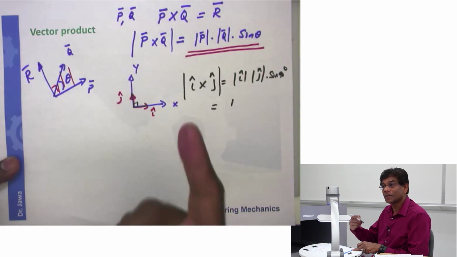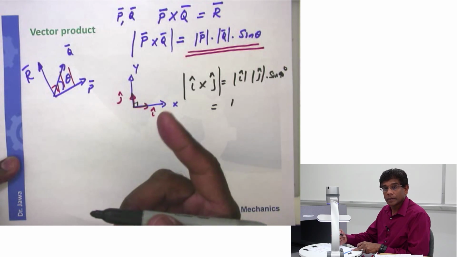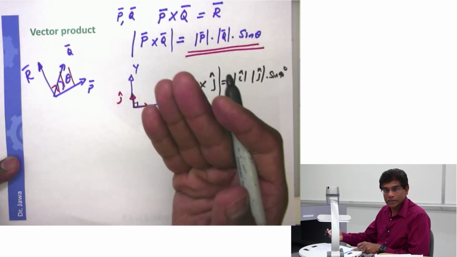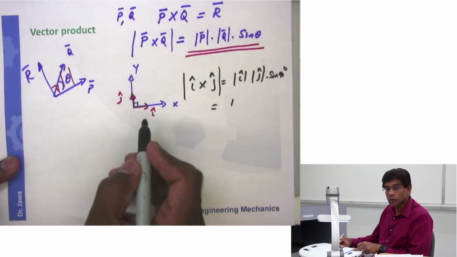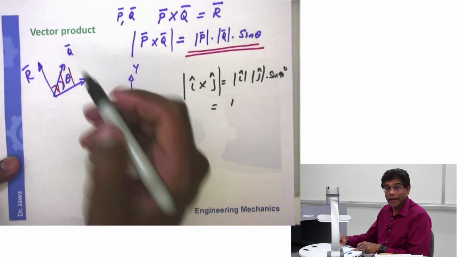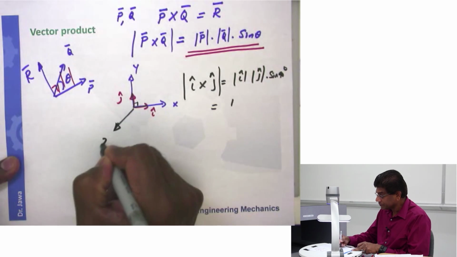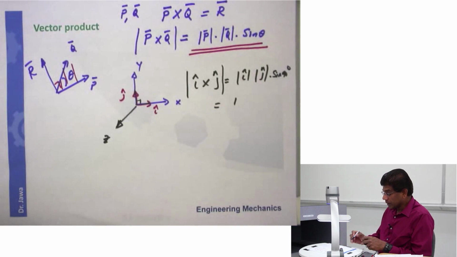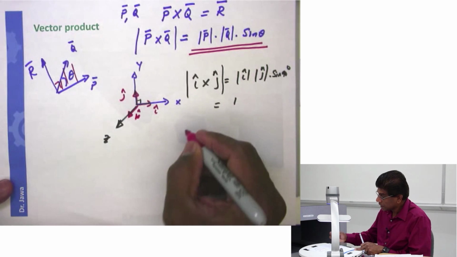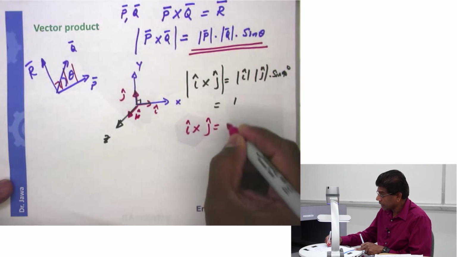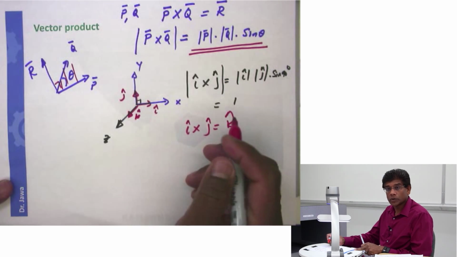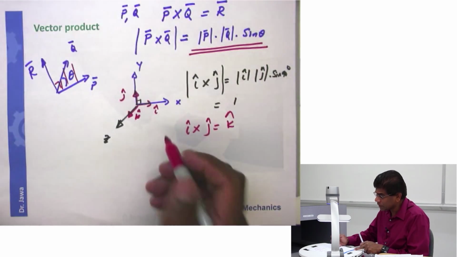So that means the resultant vector will have a magnitude 1, which indicates it's probably a unit vector, and it is going to be along the direction perpendicular to x and y, and you know that would be your z. So the resulting vector is going to be k. So i cross j is equal to k, a unit vector along z-axis, and its magnitude is going to be equal to 1. All right, so that's a basic vector product.